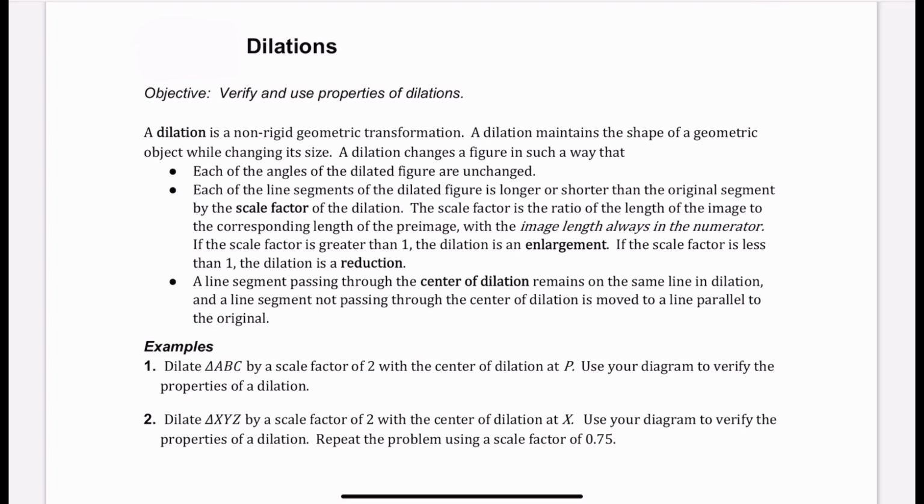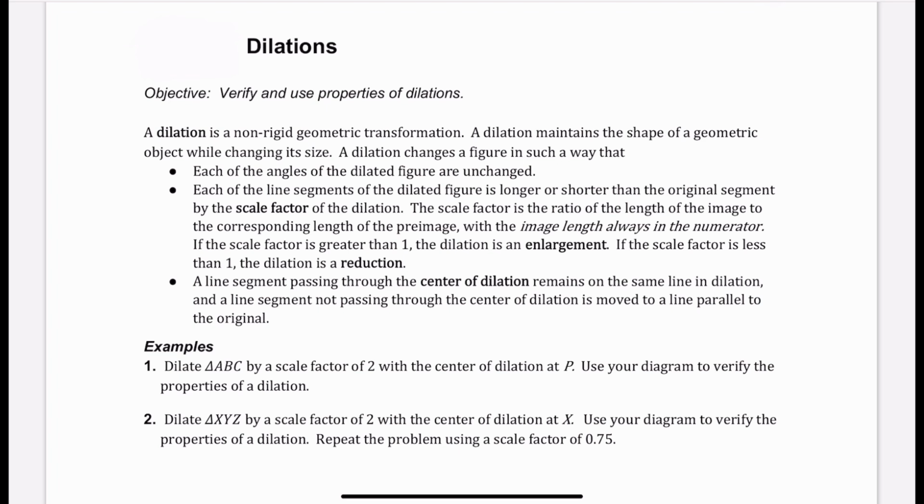A dilation changes a figure in such a way that each of the angles are unchanged, and each of the line segments of the dilated figure is longer or shorter than the original segment by a scale factor of the dilation. The scale factor is the ratio of the length of the image to the corresponding length of the pre-image, with the image length always in the numerator.